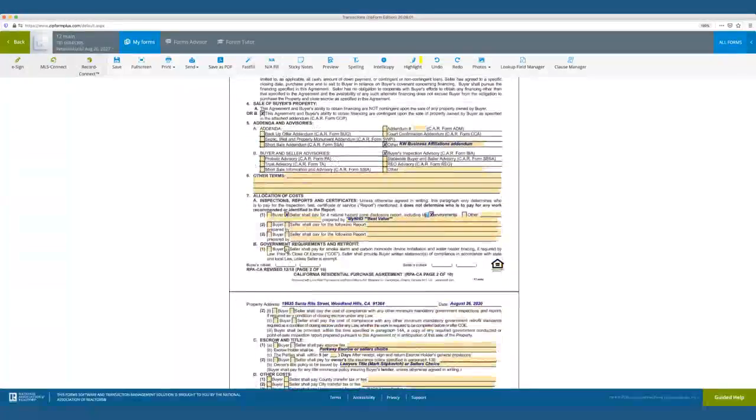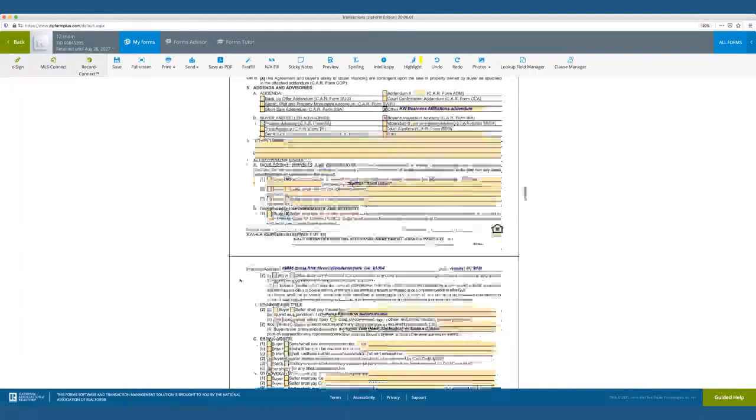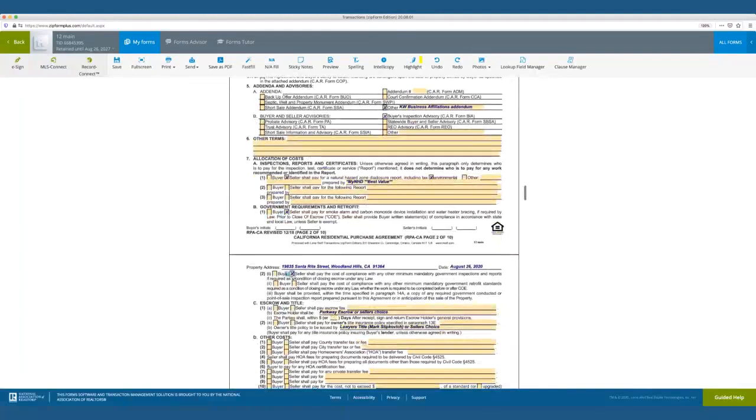All right. So governmental requirements and retrofit. So we usually ask for the seller to pay for the smoke alarms and smoke detectors, make sure that the water bracing is all done. Compliance with any minimum mandatory governmental inspections and reports. This is for those of you in the city of Los Angeles. This is where the 9A report is covered. And also the seller to pay for the cost of compliance with retrofit standards.